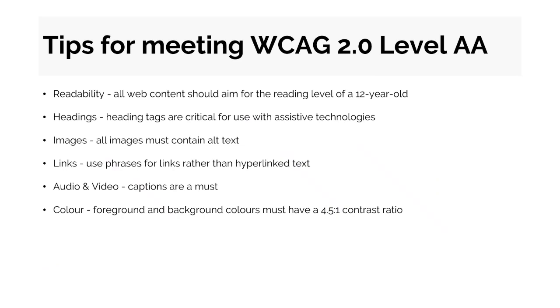And then links. We should use phrases for links rather than hyperlink text. Canadians who use screen readers often navigate from link to link on a page, which means hyperlink text cannot be presented out of context. For example, if there is a link that says click here, it doesn't tell the user where those links actually lead us. But instead, if we use the link as learn more about level AA or learn more about WCAG, it tells the user what to expect on the next page. So we should always try to use phrases for links rather than just hyperlink text itself.